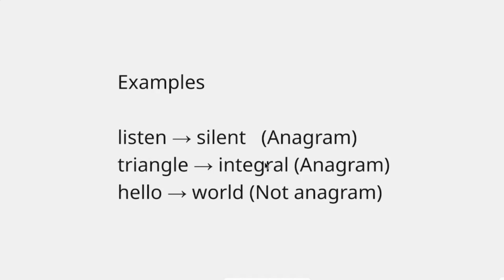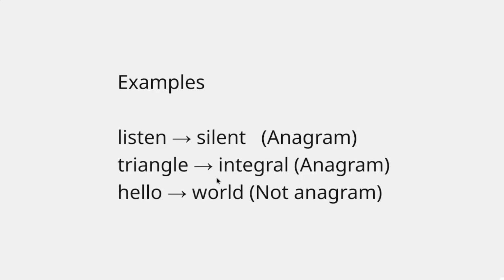Here, triangle and integral are also anagrams, because each and every character is present in the second string also. If we take the third example, hello and a word, it's totally different. We have two L's but here only one L. So of course it's not an anagram. It can be in any order, but the condition is that if a character appears a number of times in string one, that same number of times the character should appear in the second string also. But in the third case, it's not like that. So it's not a valid anagram.